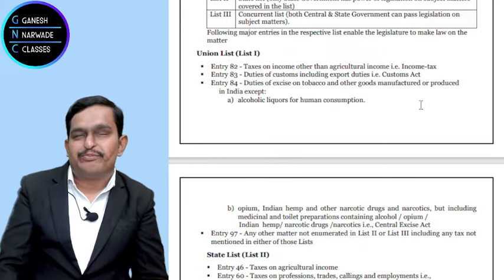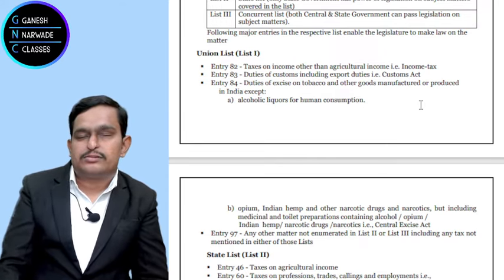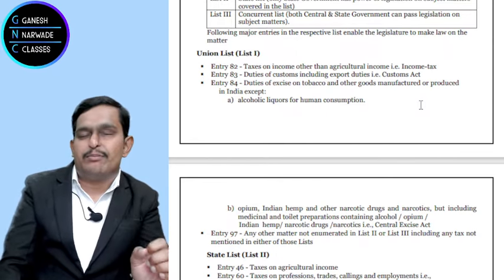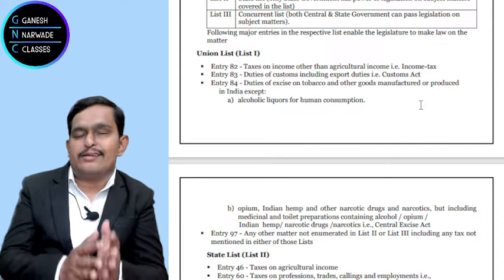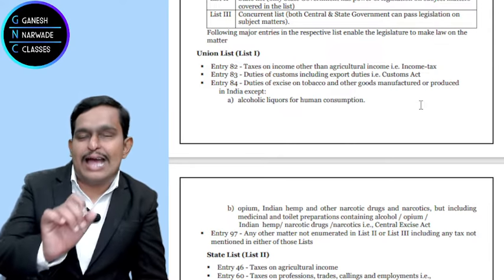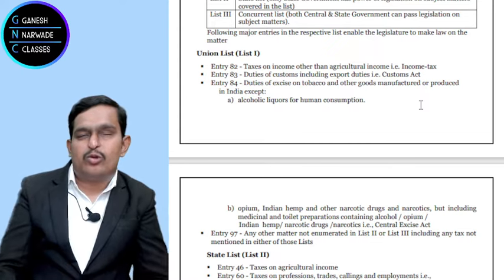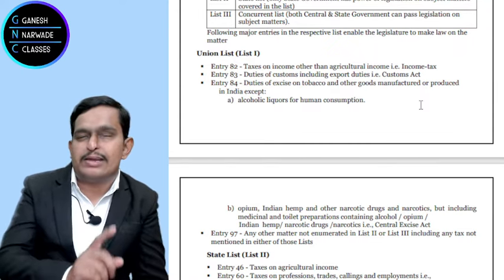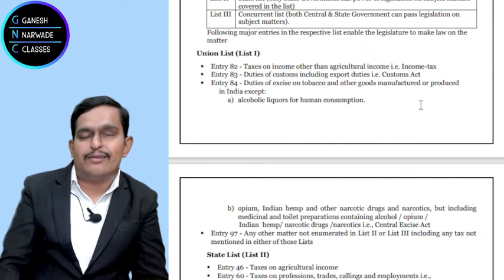So let's continue. What I wanted to tell you is that entry number 82 of list 1, which we call the union list, says that the central government has the power to levy tax on income. So you are an individual or you may be an organization. You earn income, you have to pay tax to the central government.